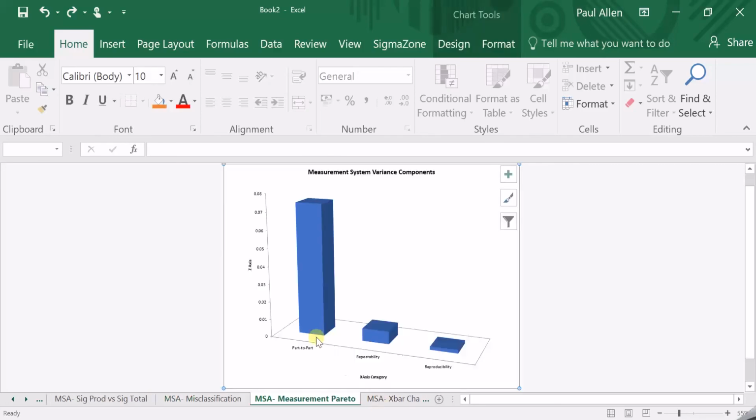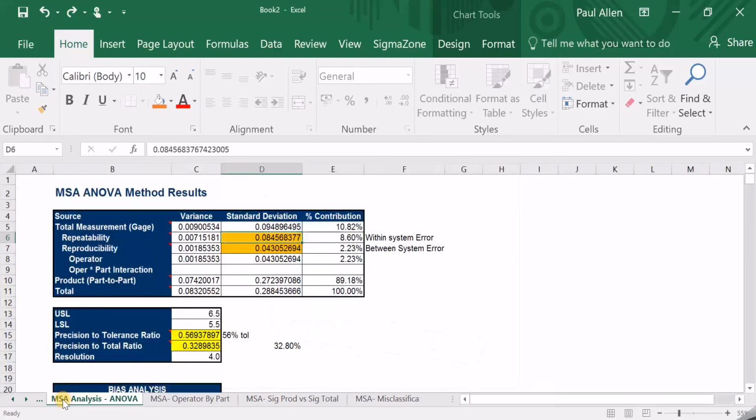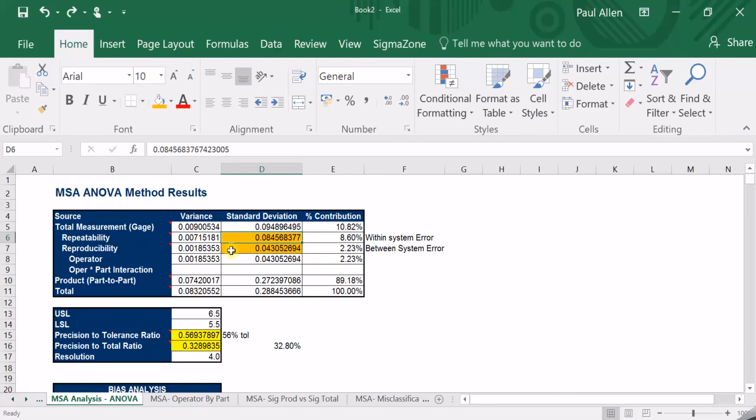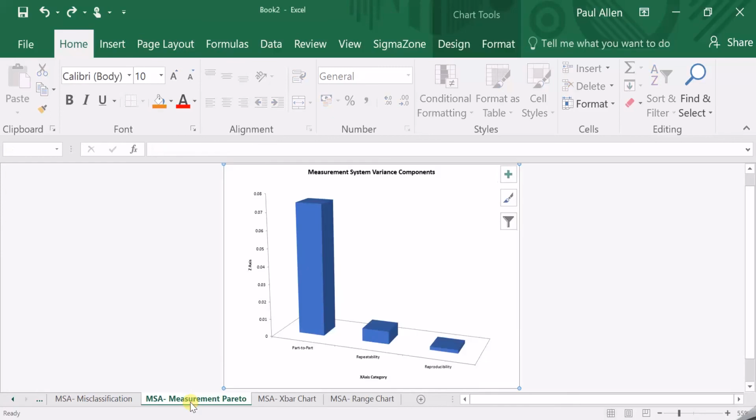The next one is a Pareto of where all the variability is coming from. Is it repeatability, which we knew that it was? Is it reproducibility? Is it part to part? Now we've already taken good note of this knowledge by looking at the standard deviation number over on the data table. The orange data is essentially what we looked at. We've already looked at it here, so I don't use this diagram again. It's not adding anything to what I've already decided.